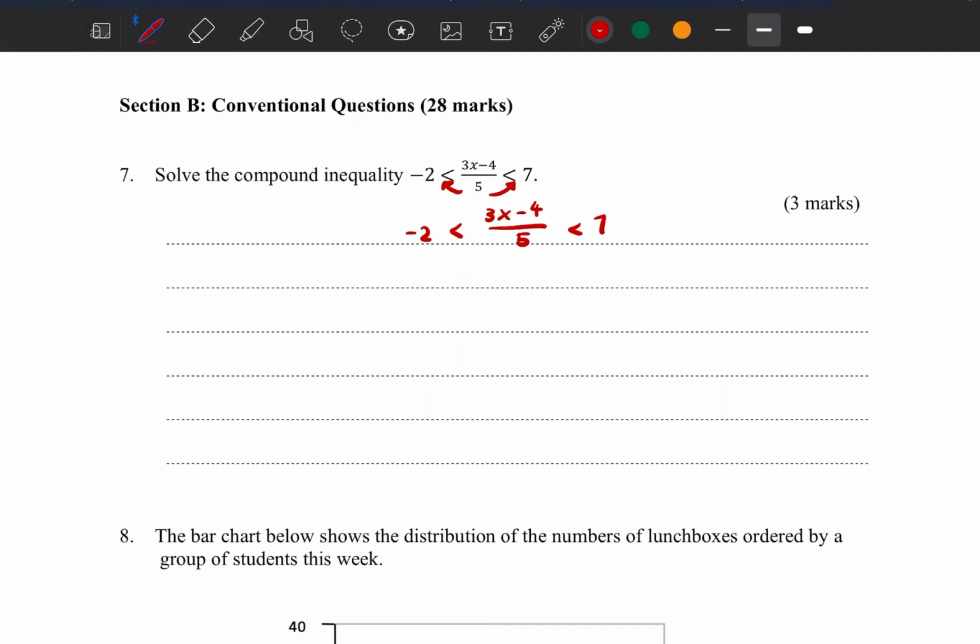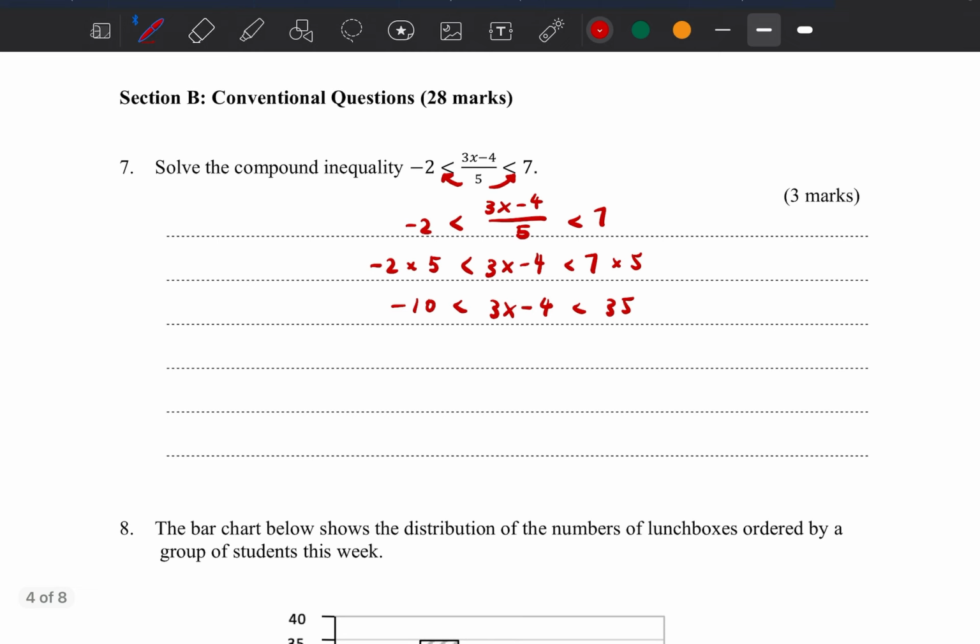You have the 5 at the bottom in the denominator. You want to get rid of it, so you times it. Okay, so minus 10 on the left hand side, right hand side 35, and then you got minus 4, you plus 4 on both sides. Minus 10 plus 4 gives you minus 6. 35 plus 4 gives you 39, and you got the 3x in the middle. You want to divide by 3 to get rid of it, so minus 6 divided by 3 is minus 2, and then you got 39 divided by 3 is 13, so this is the answer.